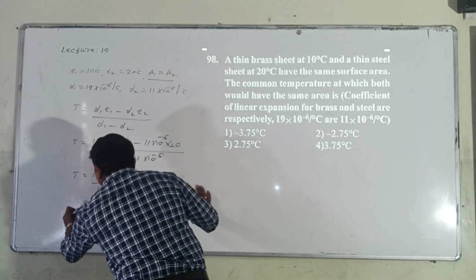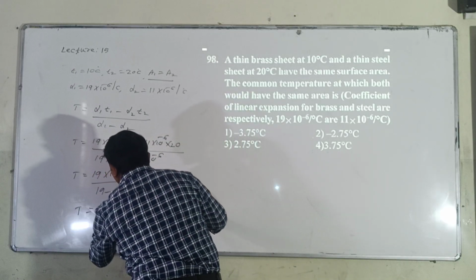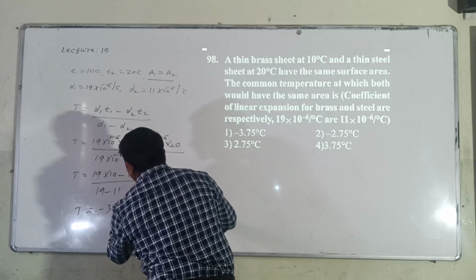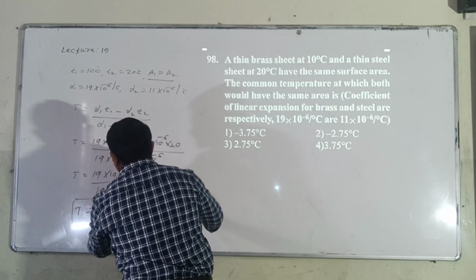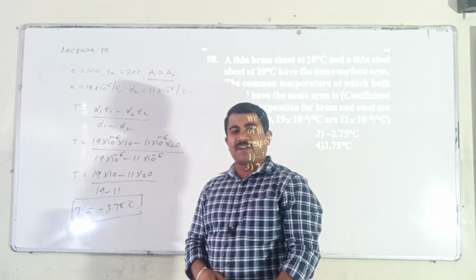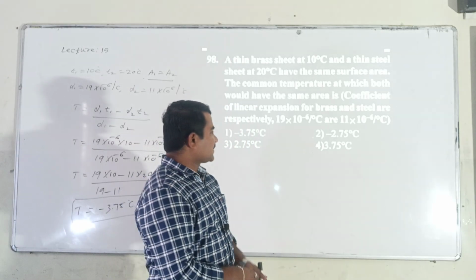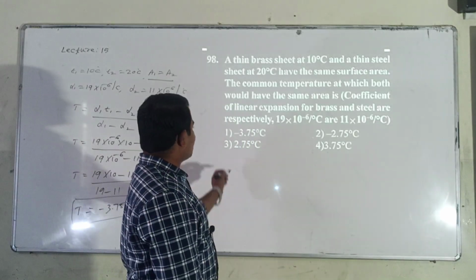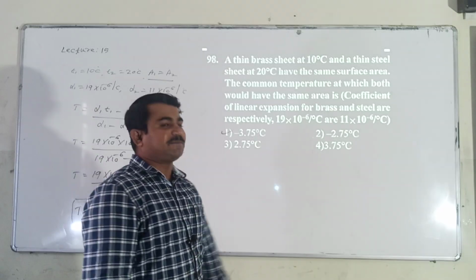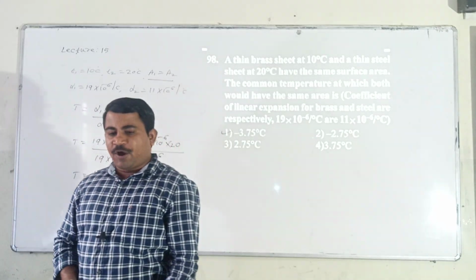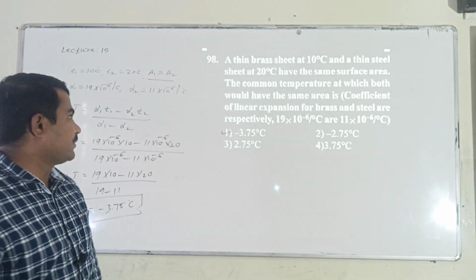Nearly the common temperature is obtained at minus 3.75 degrees Celsius. Minus 3.57 degrees Celsius. Then what can you choose? We can choose option number 1 as the right answer. Right? Again, copy it. Let us move on to one more numerical.